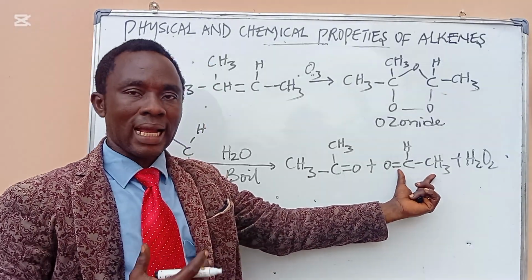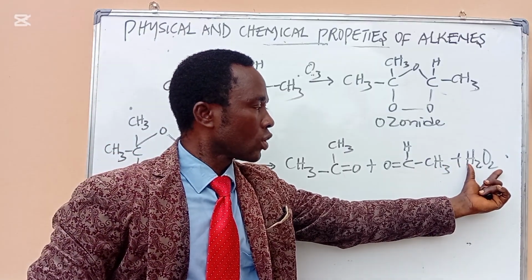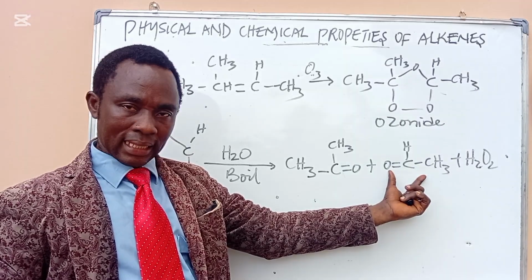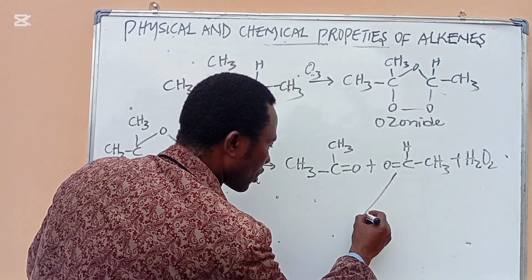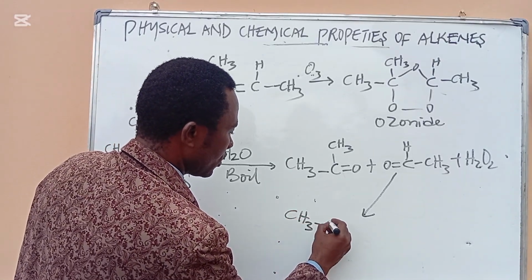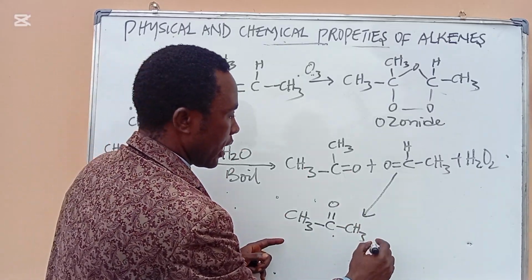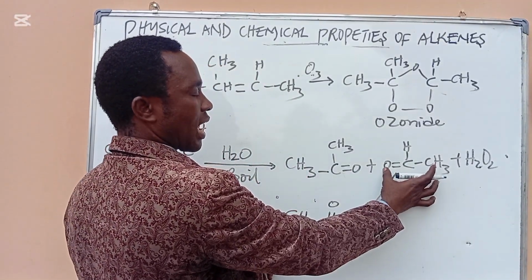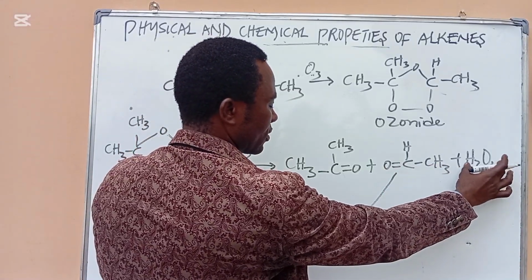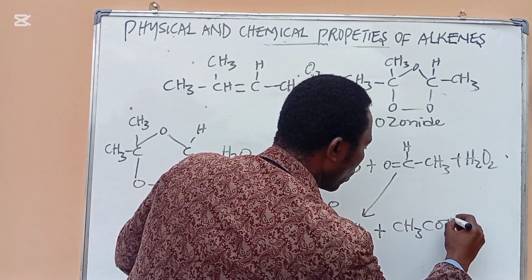But this is an alkanal. Alkanals are easily oxidized. So this hydrogen peroxide will oxidize the alkanal. So the final product that we will have will become the alkanone, this. Then plus, instead of us having alkanal, the alkanal will be oxidized to alkanoic acid, which is CH3, then COOH.